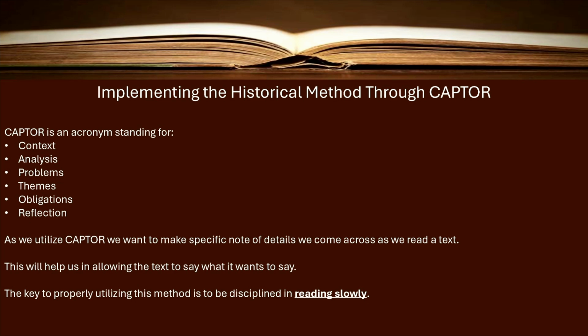As we utilize CAPTOR, we want to make specific notes of details that we come across as we read the text. This will help us in allowing the text to say what it wants to say. The key to properly utilizing CAPTOR is being disciplined and reading slowly. I'm really pushing. This is the one example where it's okay to push, okay? Read slowly. Approach these things slowly. It's difficult, I know, but it's really important. We got to approach things slowly.